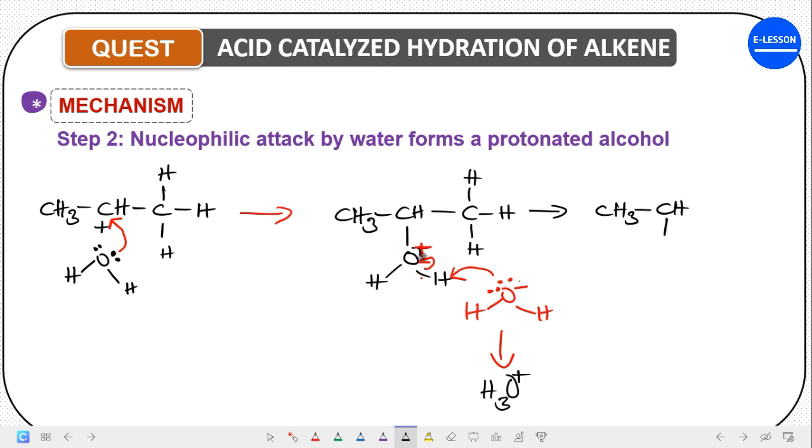Recall that there is no longer a charge here, and then we'll have O, and then this hydrogen, which is OH, and then you have C. This and this is CH3, and this is the product of this reaction. So this is called 2-propanol. So you see that when propene is hydrated by water, it's going to form an alcohol, which is 2-propanol. Okay, and that is the mechanism of that reaction.